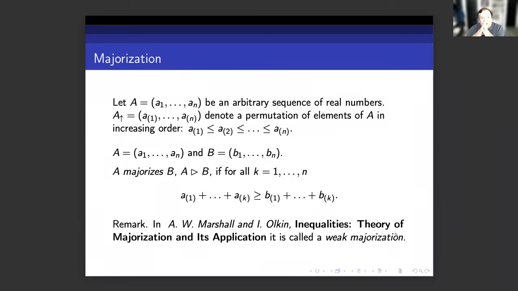Okay, first of all, what is majorization? I don't know exactly when it was first discussed, maybe about 80 or 90 years ago, after the so-called Karamata inequality, the majorization inequality. Let me give a formal definition, one of several, because there is a little different terminology. Suppose we have a vector or sequence of n real numbers. We consider a permutation of the elements of this vector in increasing order. This is the notation for it.